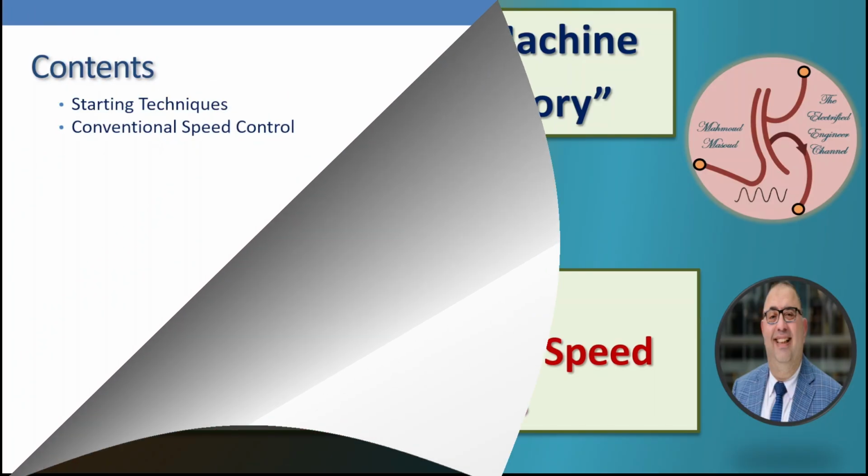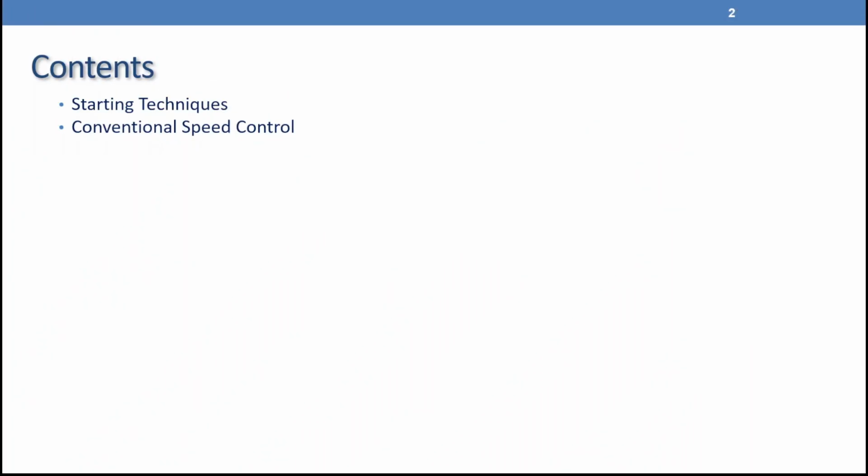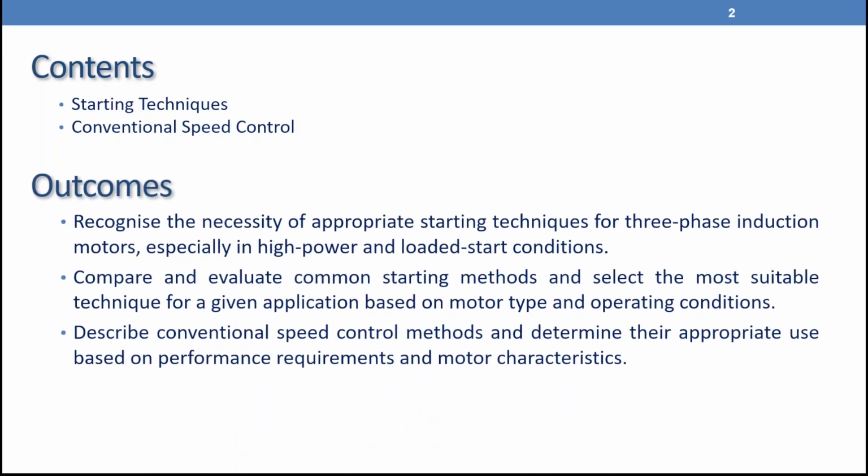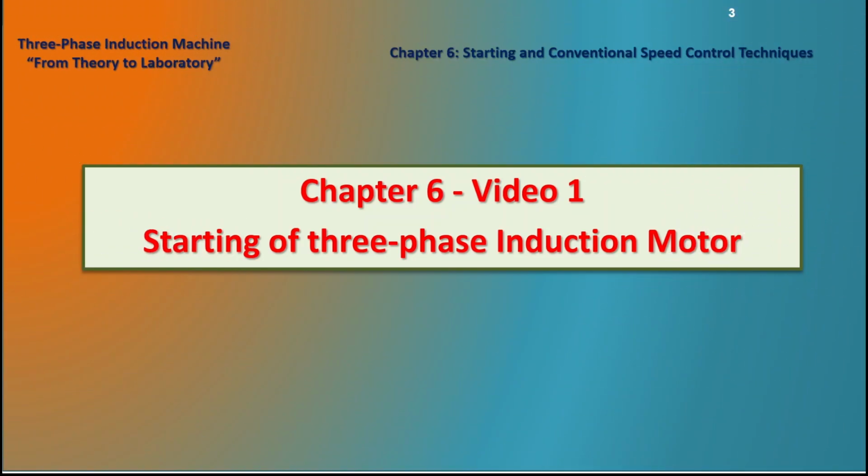So let's start. As I mentioned, the contents of this chapter are starting and conventional speed control, but what are the outcomes? Once I finish this chapter, I will know the necessity of appropriate starting techniques of the three-phase induction motor. Why do we need starting? What is the best method for a specific application? Also, we're going to describe the conventional speed control methods and determine their appropriate use based on performance requirements and motor characteristics. So now let us focus in video number 1 on starting techniques of the three-phase induction motor.